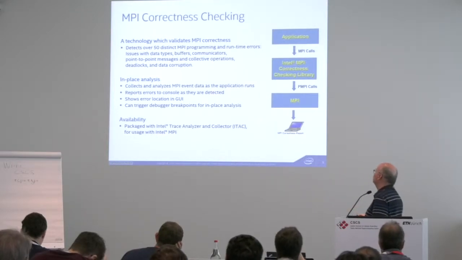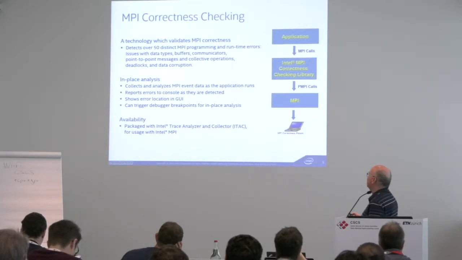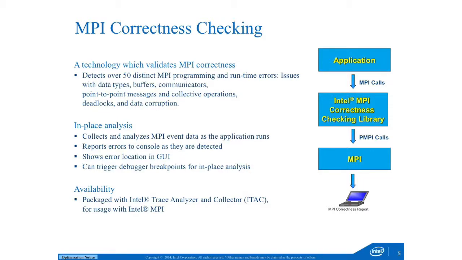I think I don't need to tell too much about it. We have over 15 distinct programming errors and runtime errors that are found: issues with data types, buffers, communicators, point-to-point messages, collective operations, and last but not least, deadlocks.